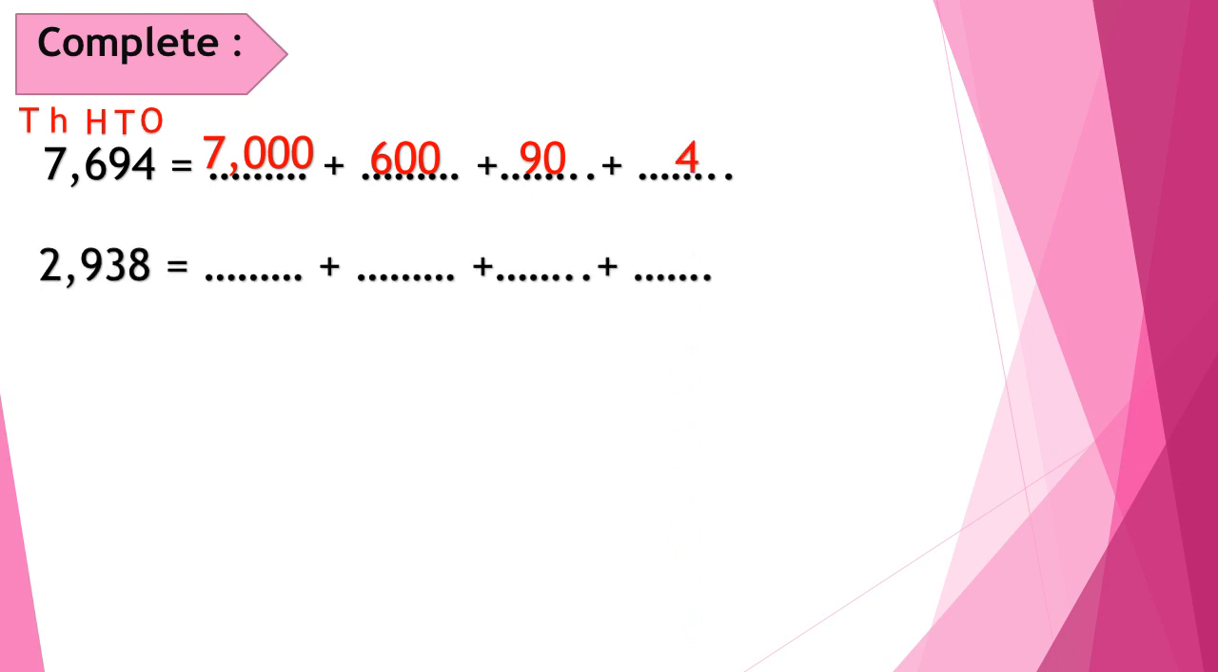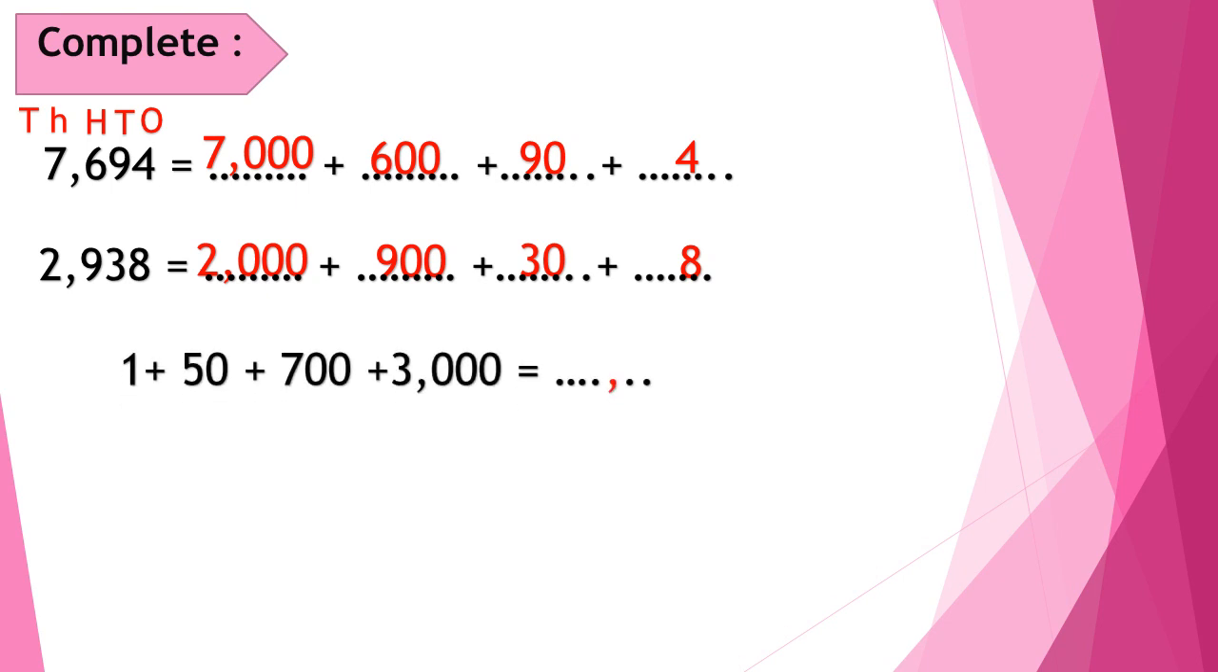Number 2, 2,938 equals 2,000 plus 900 plus 30 plus 8. Then we put 3 zeros to the number in the thousands, 2 zeros to the number in the hundreds, 1 zero to the number in the tens, no zeros to the number in the ones. Number 3, 1 plus 50 plus 700 plus 3,000.